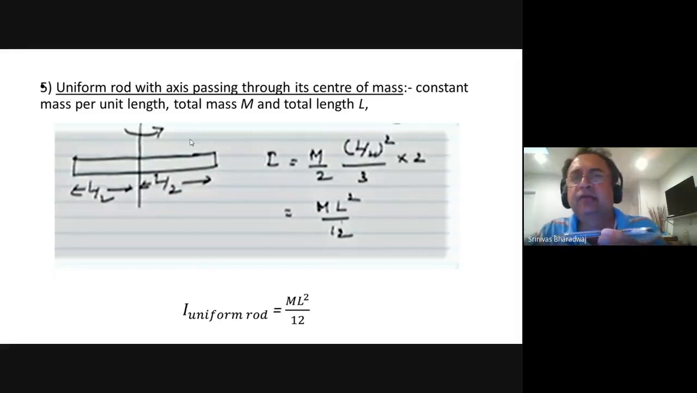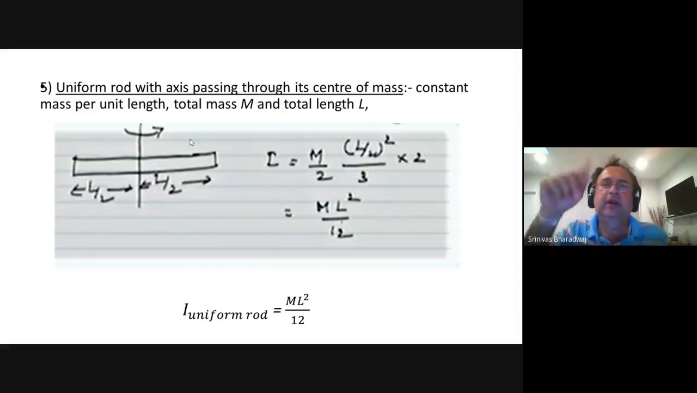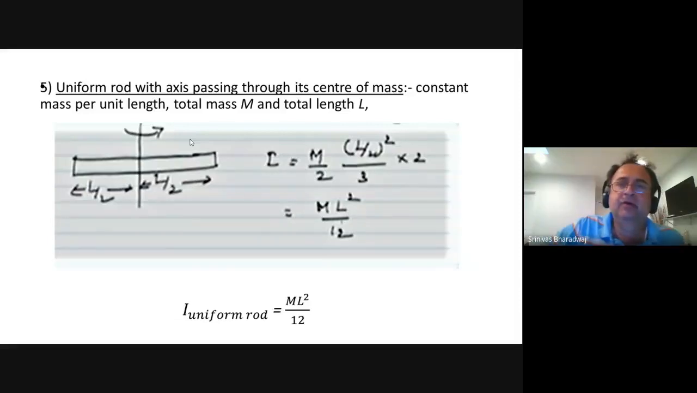L square dl will become L cubed by 3. So L cubed by 3 will eventually fall out, and from 0 to L by 2 you will have L cubed by 3 times 1 by 8. But then it is multiplied by the 2, so the 2 and the 8 will cancel, and you will end up with just a 4.